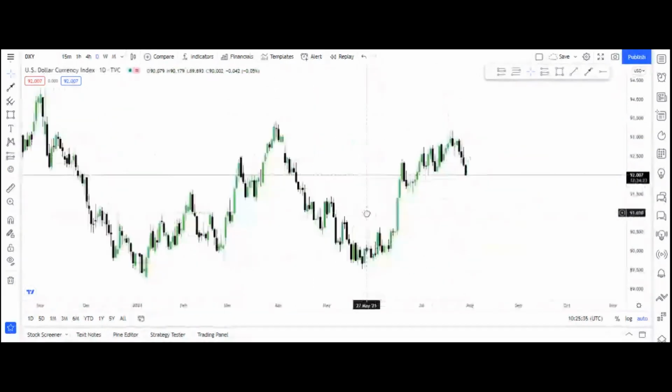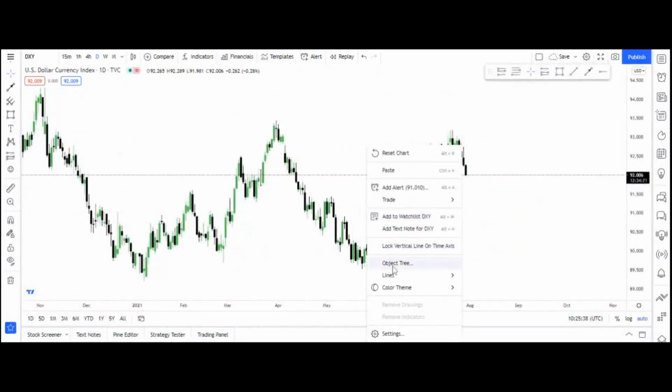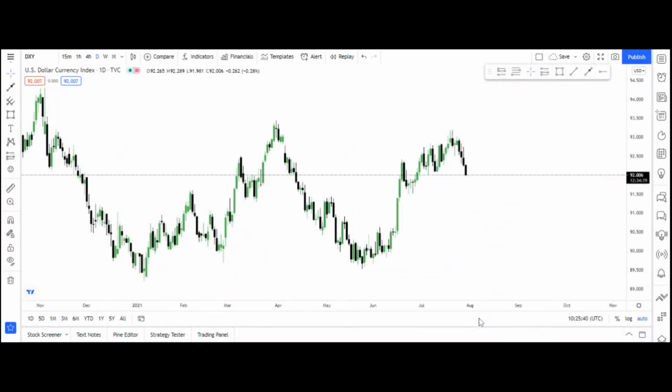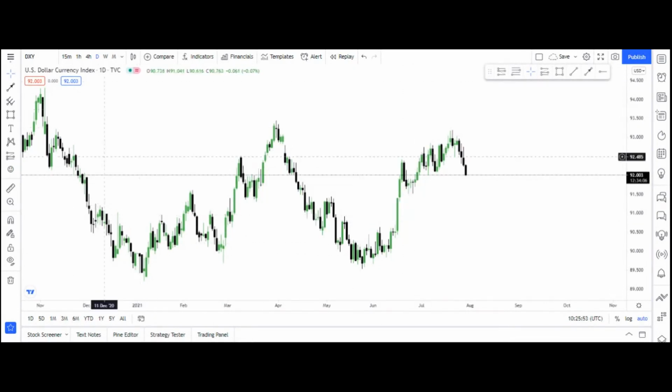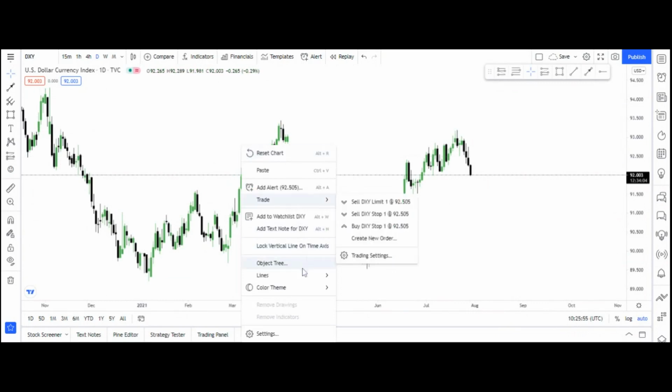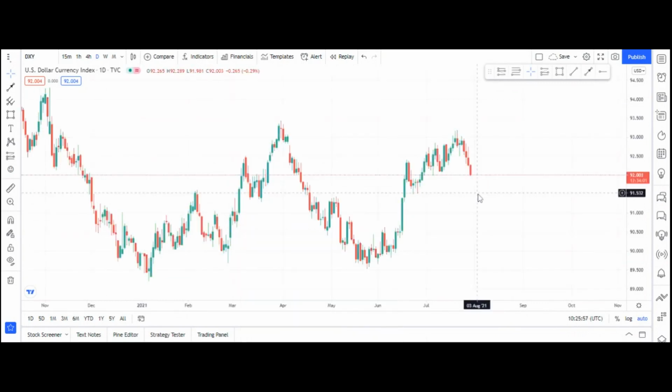This is a candlestick on a real chart. A minute, let me just save my template. Okay, so let me just add the basic one that we all know.